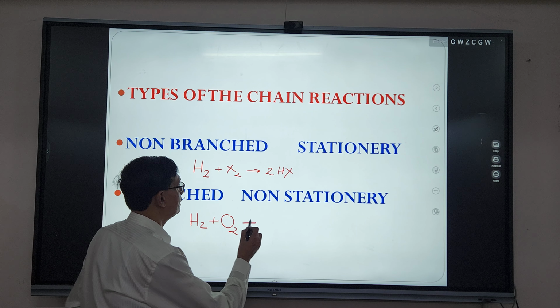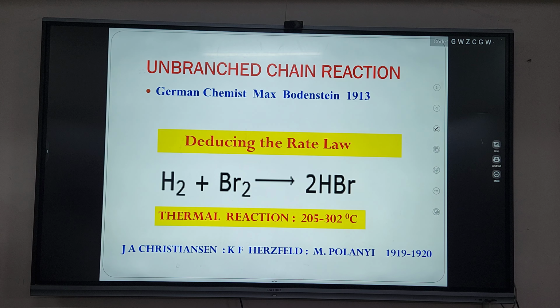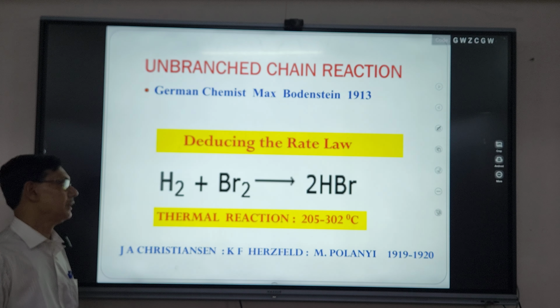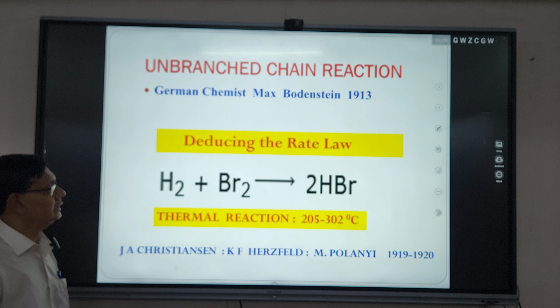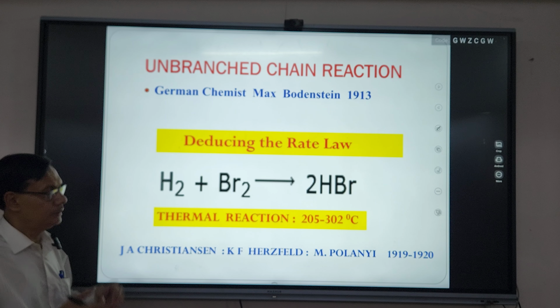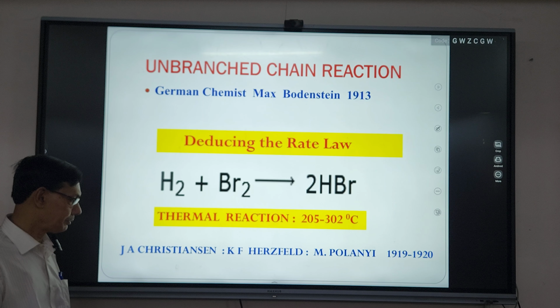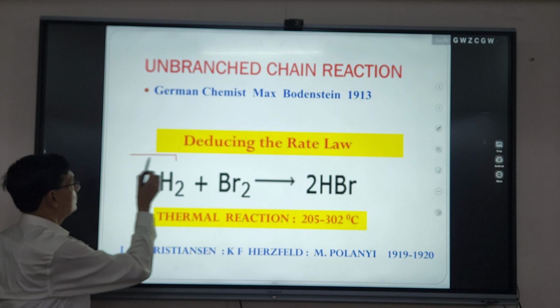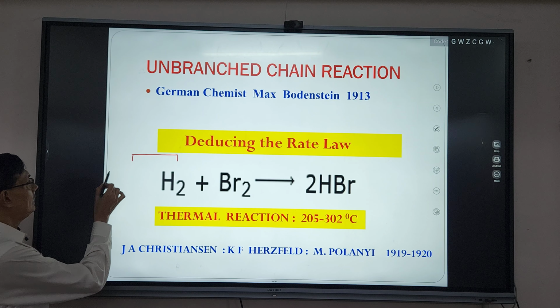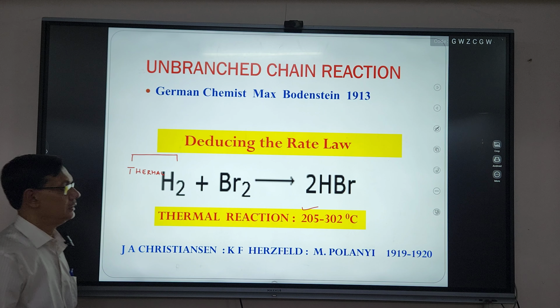Now, basically the unbranched chain reaction and most popular chain reaction is the hydrogen and bromine chain reaction, and it was discovered in the year 1913 by a great German scientist, that is Max Bodenstein. And for chain reactions also, there are two types. One is the thermal chain reaction, that means temperature is responsible for that, like this reaction.